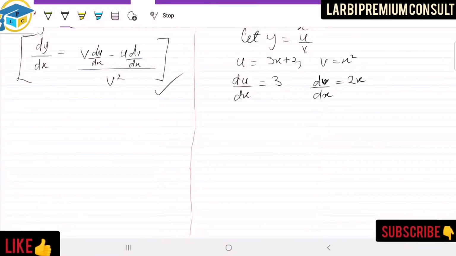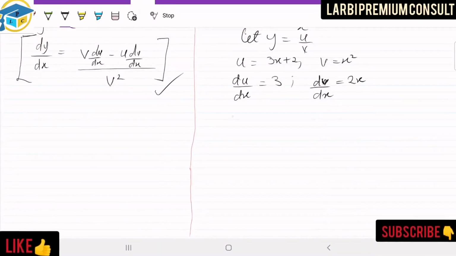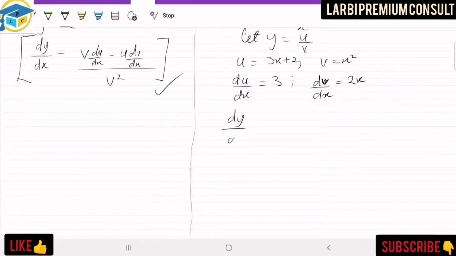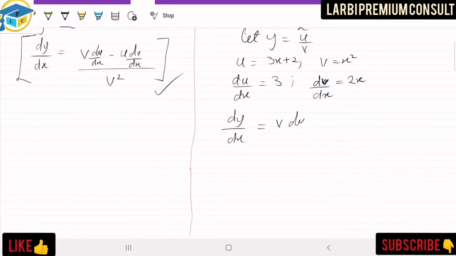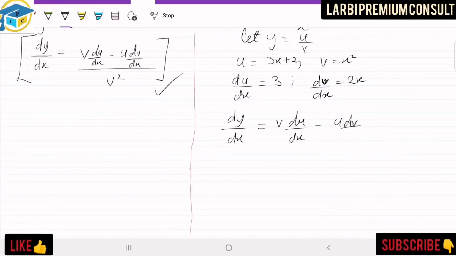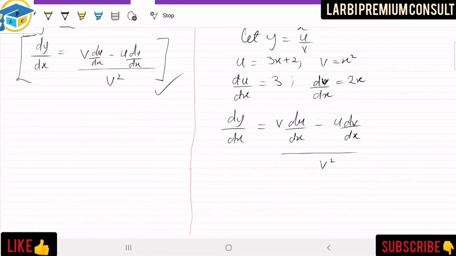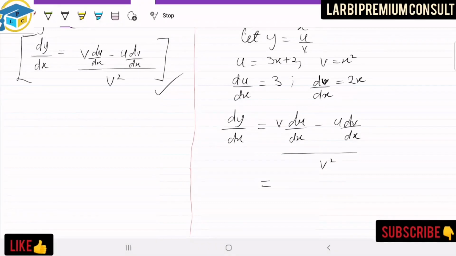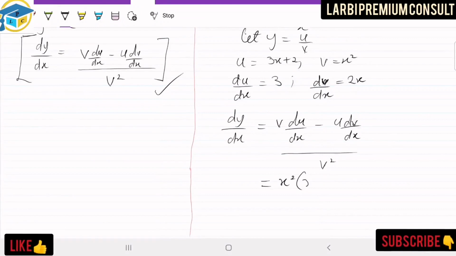All right, so once you're able to go through with this, then you quote your formula. I know my dy over dx under the quotient rule is equal to v du dx minus u dv dx, all over v squared. Hope that's clear. So yeah, I know my v is x squared into bracket. I know du over dx is 3.